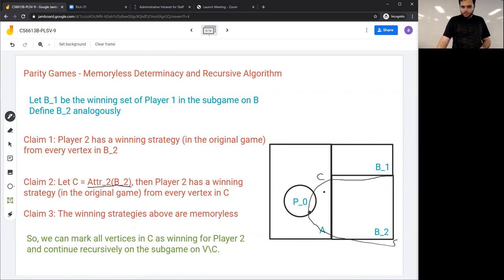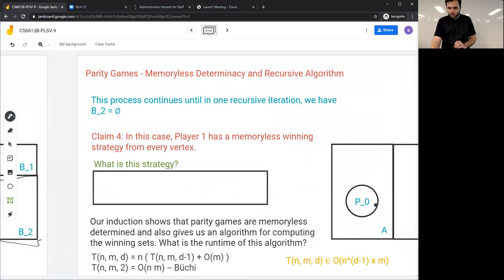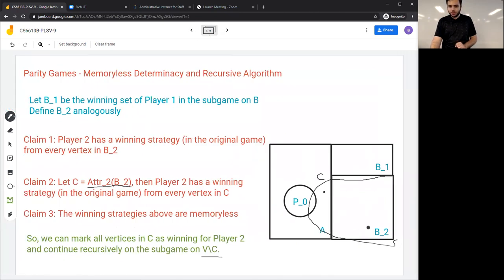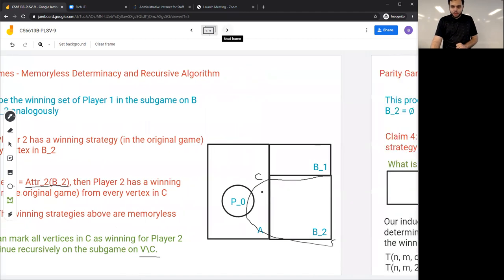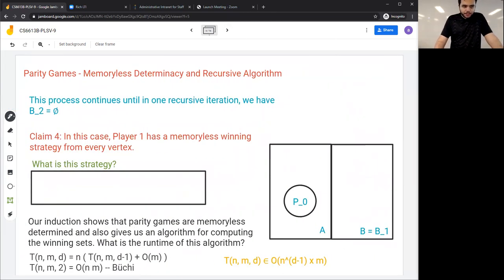So I basically just remove this C and continue recursively on the remaining game on V minus C. And I do this over and over again. And this is again very much like the case with Büchi. So at every iteration of this, you are either finding at least one new vertex that player two has a winning strategy from, or you're just getting to the end. And let's just analyze the end. So if we don't find any vertices from which player two wins anymore, this basically means a case where B2 is empty, right? Because B2 itself is a subset of C. So if B2 is empty, then this is the situation that I am in.